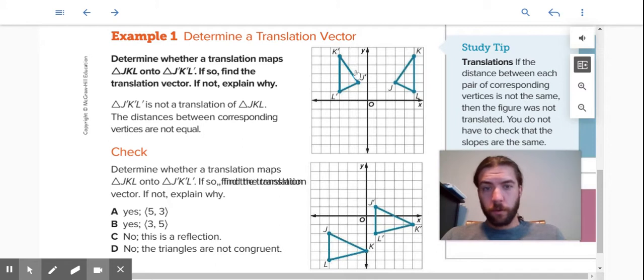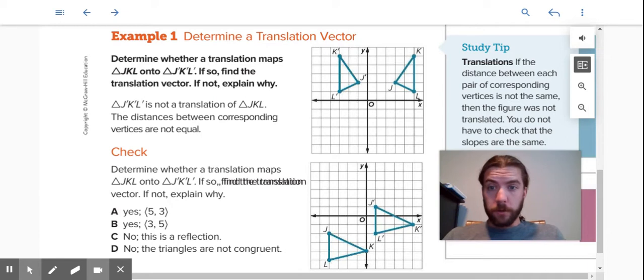So for this one, was there a translation that could move you from JKL to J prime, K prime, L prime? I don't think so. A translation would just be movement, right? It would just be moving it in some direction. This is clearly a reflection, right? This is like what we just were working on in the previous lesson, which was reflecting over kind of a mirror, making a mirror image. So these two are not translation.